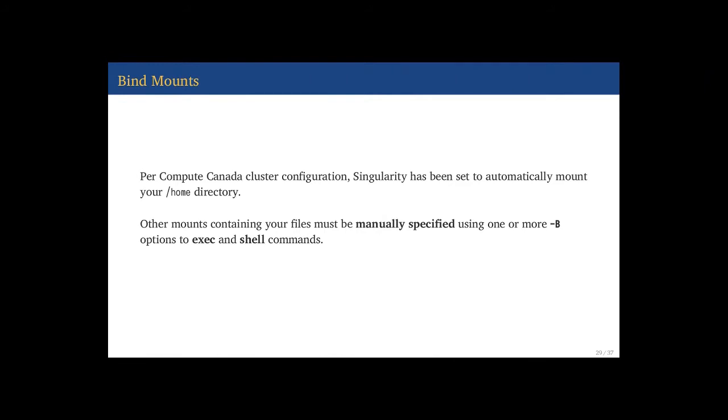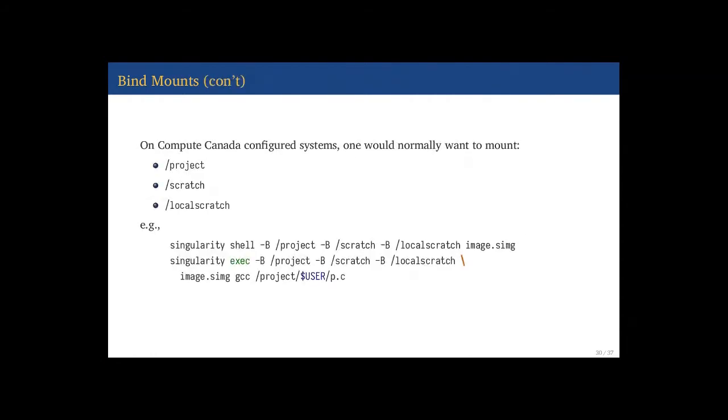Fortunately, it's not hard, with the -B option through the shell and exec commands. -B means bind, for bind mounting. There's a long form of it, but -B is way shorter to write. So on Compute Canada, you probably want to mount these directories: project, scratch, and local scratch. You might have other ones, whatever. Some people might actually need to mount CVMFS. Fine, you would mount that.